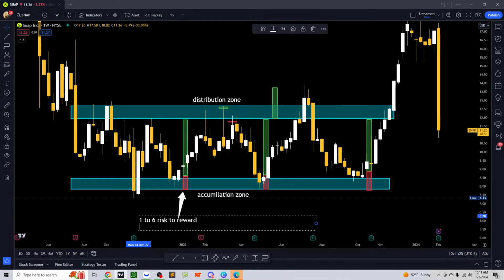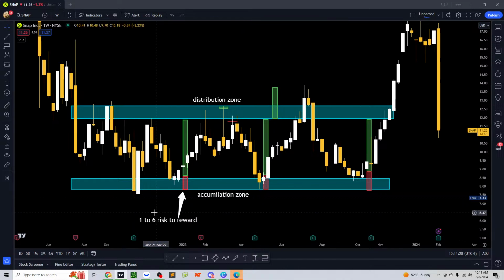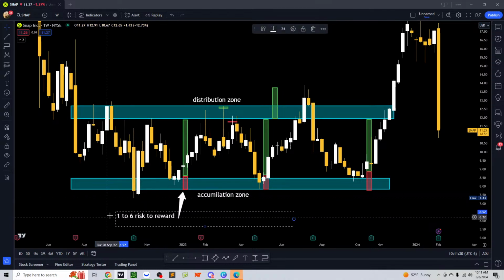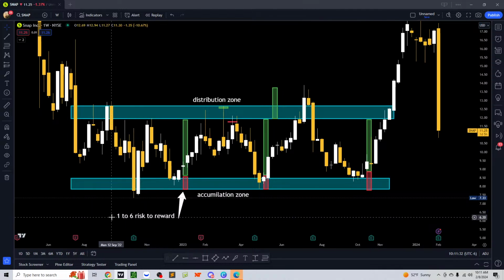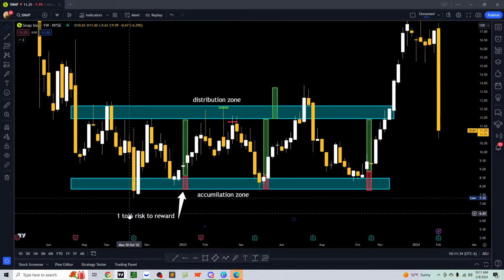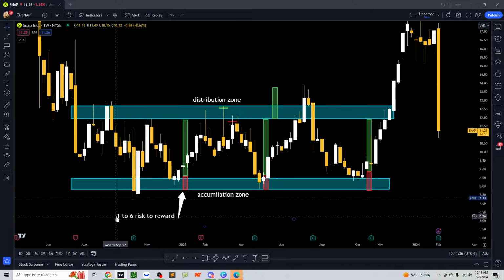What that means is for every $100 we risk, we're expecting to make $600. And what that also means is we could lose this trade 80% of the time and still break even.